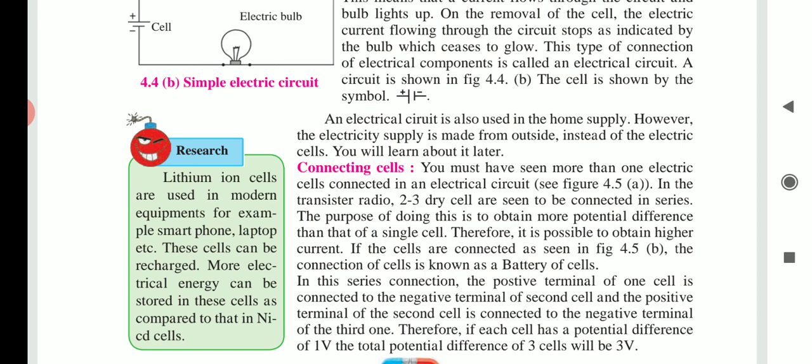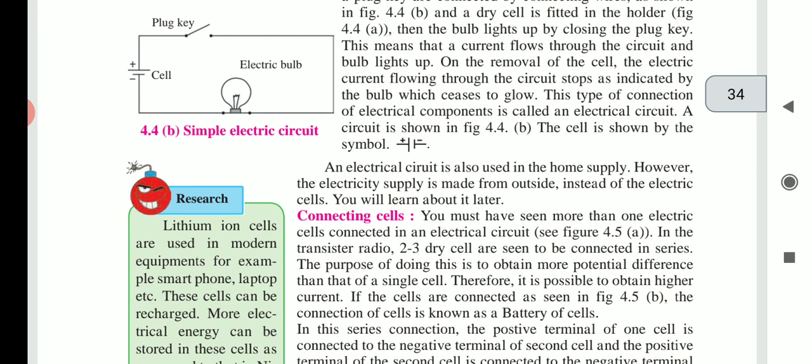On the removal of the cell, the electric current flowing through the circuit stops. When we remove the cell, the electric current does not flow through the circuit, and as indicated by the bulb, it ceases to glow, means the bulb will not light up. This type of connection of electrical components is called an electrical circuit.